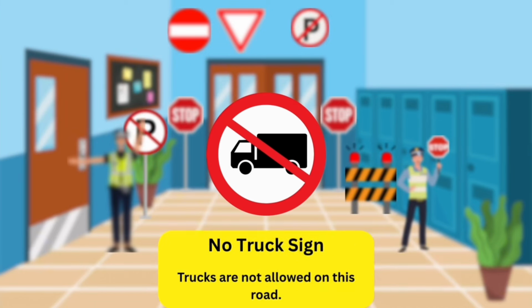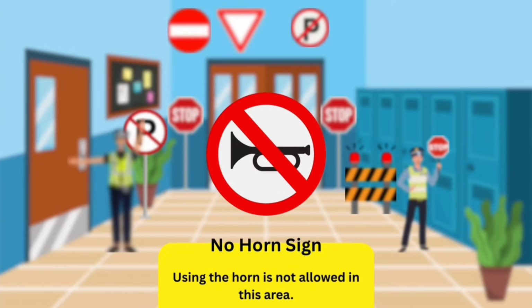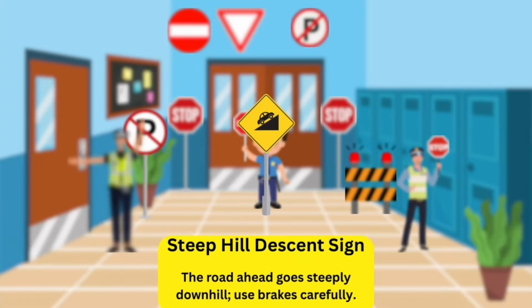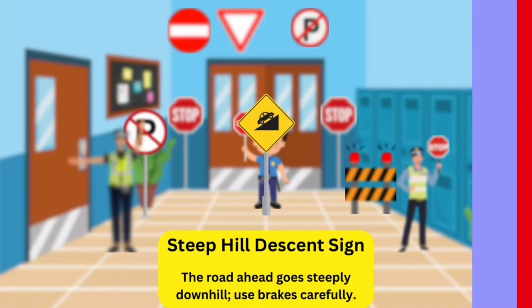No truck sign. It means trucks are not allowed on this road. No horn sign. It means using the horn is not allowed in this area. No smoking sign. It means smoking is prohibited in this area. Steep hill descent sign. It means the road ahead goes steeply downhill. Use brakes carefully.